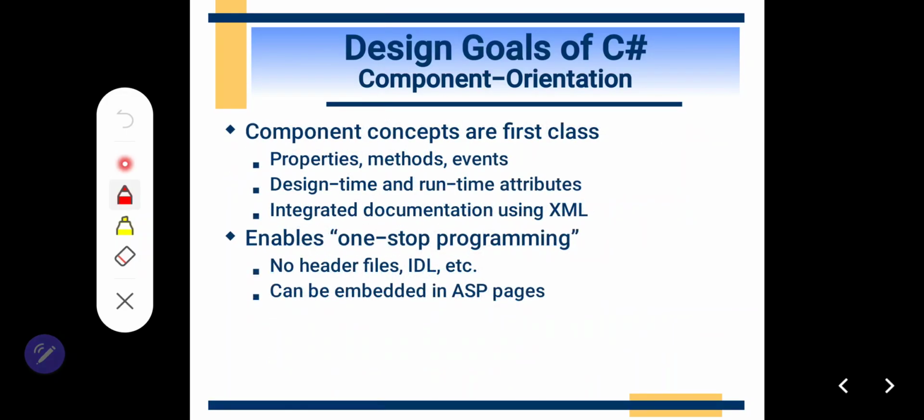Design goal of C#: component orientation. Component concepts are first class. This enables one-stop programming. Component concepts that are first class include properties, methods, events, design-time and runtime attributes, and integrated documentation using XML. One-stop programming means no header files, no IDL, and so on, and it can be embedded in ASP pages.